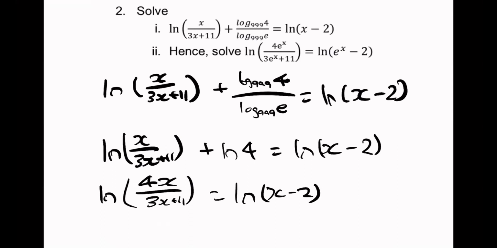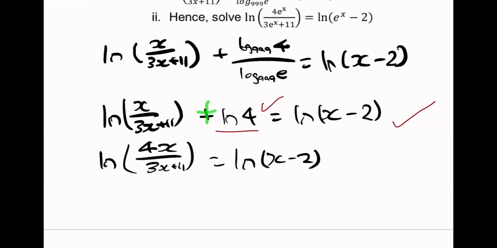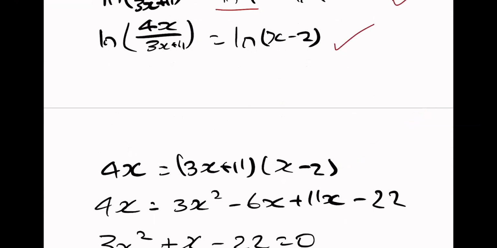Then the next question is the same thing. Okay, ln x over 3x plus 11 plus log 4 base 99 over log e base 99 equals ln x minus 2. So this one is just change of base. You can simplify as ln 4. Yep, good. Then what happens? Because there's addition, you can just multiply. So 4 times x. Okay, then you have log on both sides, same base, so you can throw away. You're left with 4x over 3x plus 11 equals x minus 2.